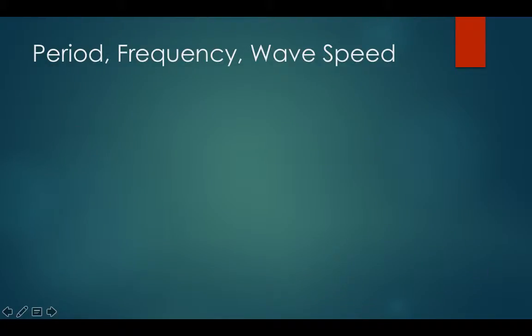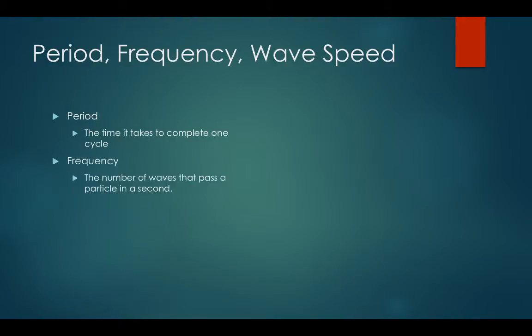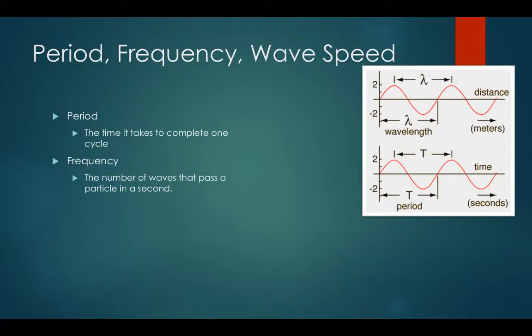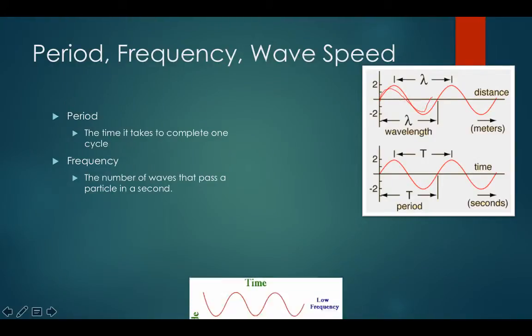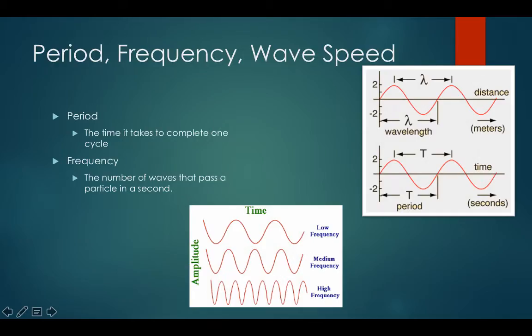Now, there are some key terms here you have to understand waves. The first one is called the period. This is the time it takes to complete one cycle. The second one is called the frequency. This is the number of waves that pass a particle in a second. So here's a quick little example of what this would look like. If you look right here, the frequency is going to be how fast it's going up and down. The period is going to be how long it takes to go from here to here. And here's a good example of the next key term, which is amplitude, which is the frequency.